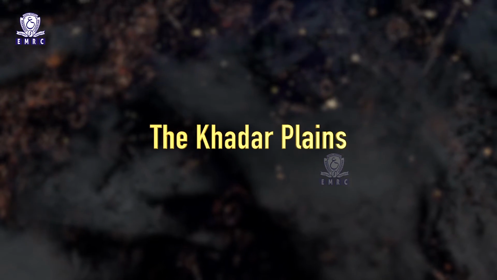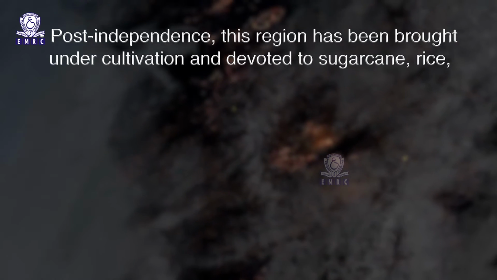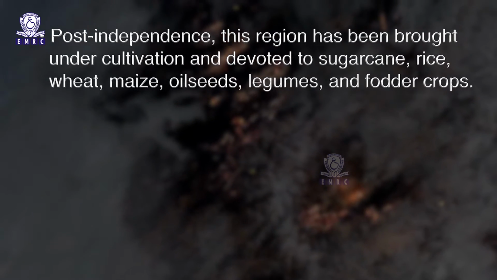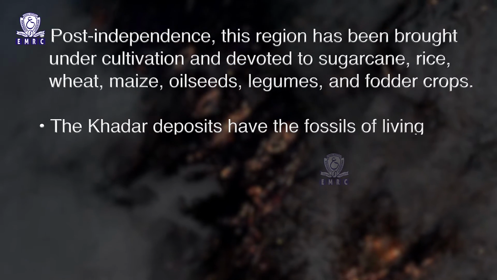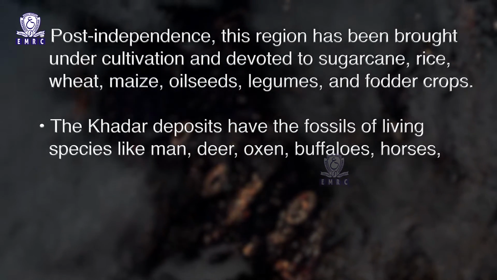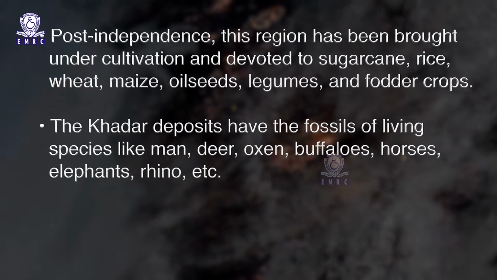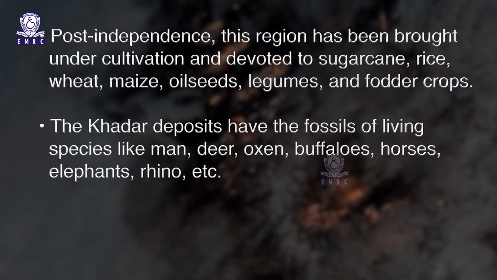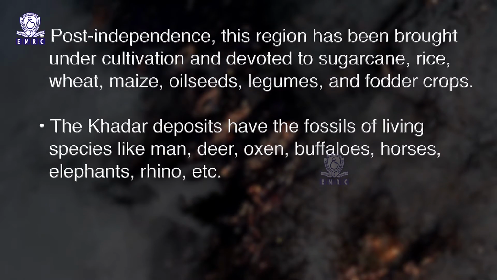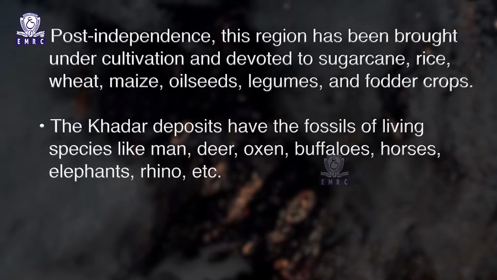The Khadar Plains. The new alluvium tracts along the courses of the rivers are known as the Khadar or Bet lands. Tracts are enriched by fresh deposits of silt every year during the rainy season. Khadar land consists of sand, silt, clay and mud. Post-independence, this region has been brought under cultivation and devoted to sugarcane, rice, wheat, maize, oilseeds, legumes and fodder crops. The Khadar deposits have the fossils of living species like man, deer, oxen, buffaloes, elephants, rhinos, etc.